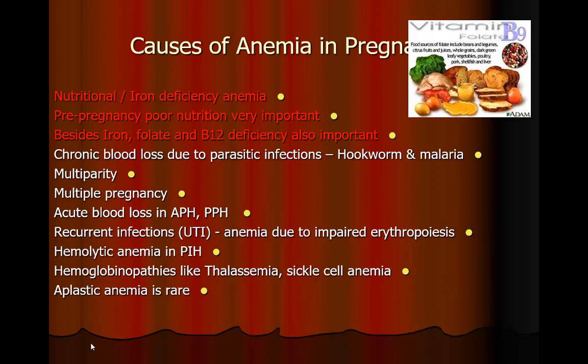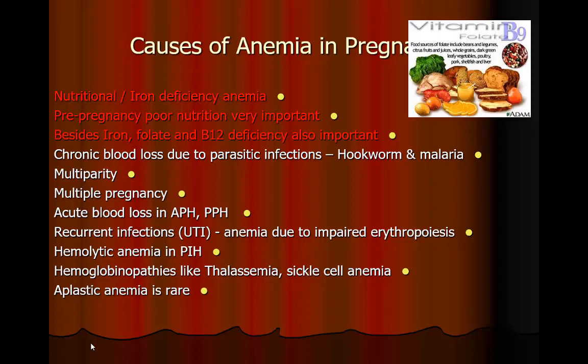The cause of anemia in general means either the intake is less than normal, or absorption is not good, or excretion is more, or demand is more than the intake. When it is associated with nutrition, it will lead to iron deficiency anemia. Pre-pregnancy poor nutrition is very important. When the patient enters pregnancy with anemia, she will develop 100% anemia during pregnancy.